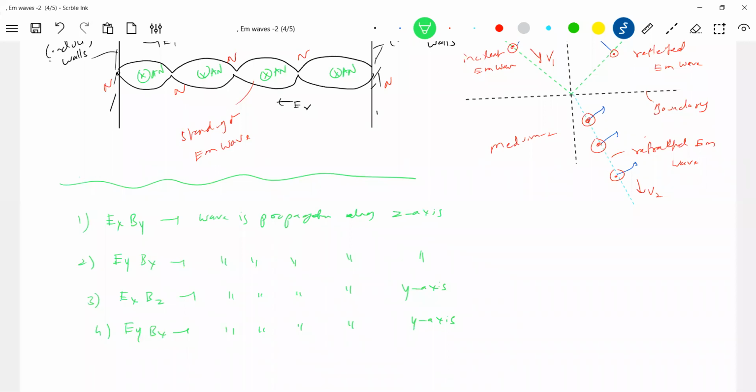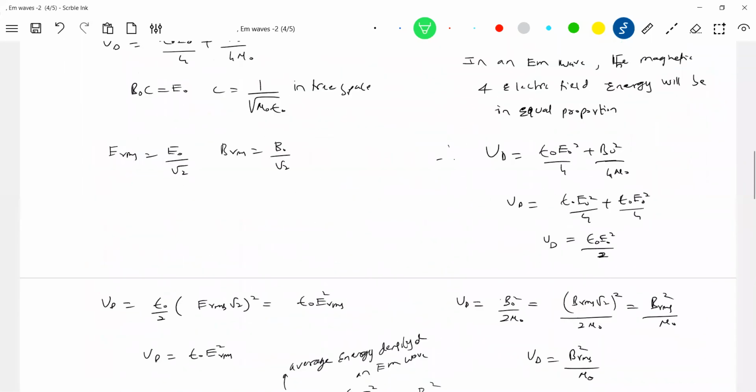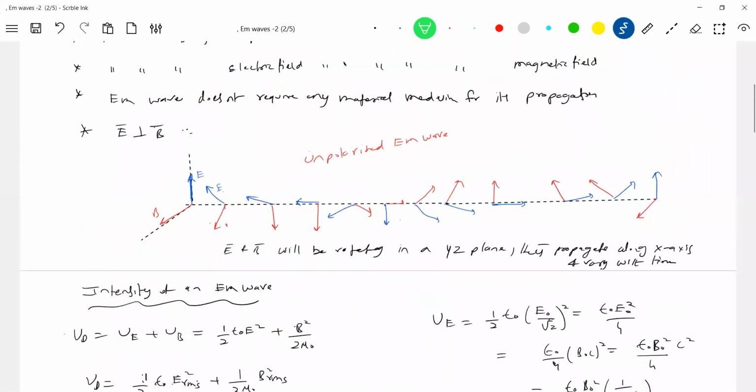For polarized waves, the E bar will be confined to one plane and B bar will be confined to another plane. We'll discuss in detail in polarization. Time being, you can have this much of an idea. So for an unpolarized wave, E bar, B bar will rotate in a YZ plane and they propagate along the X axis and vary with time. The E bar and B bar will be mutually perpendicular.